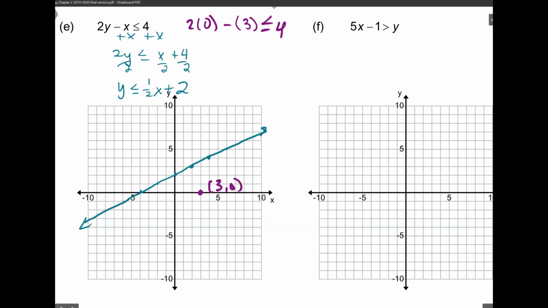So I have, let's see, 0 minus 3 is less than 4. Is negative 3 less than or equal to 4? Yeah, okay, cool. So guess what? That works. So that is going to be the half that we shade.